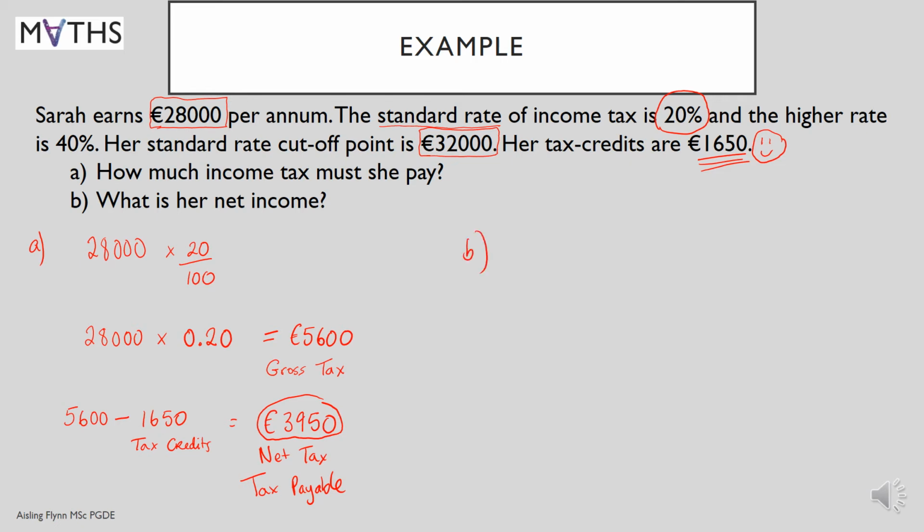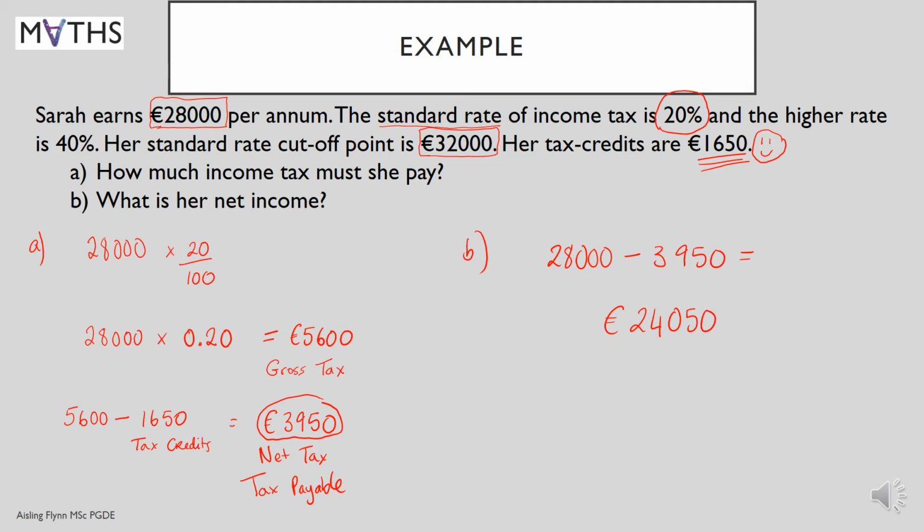Part B then says, what is her net income? Okay, so we take her gross income, which was 28,000, and we'll subtract the tax that she pays. So these examples are simplified. We're only considering one deduction, PAYE, not all the others, which we'll get to later. So subtracting there, I get €24,050.